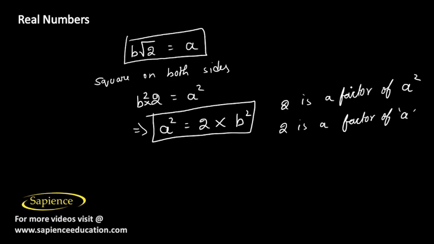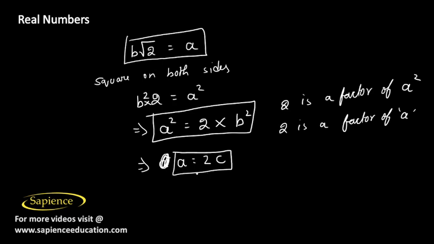We have seen the fundamental theorem of arithmetic: the prime factors of each number are unique to itself. So since a square has 2 as a factor, a should also have 2 as a factor. So we have gotten this equation. From this we can write a is equal to 2c. We just concluded 2 is a factor of a, so we are writing 2 into some other number is equal to a.